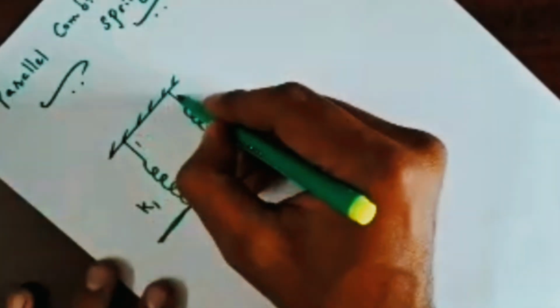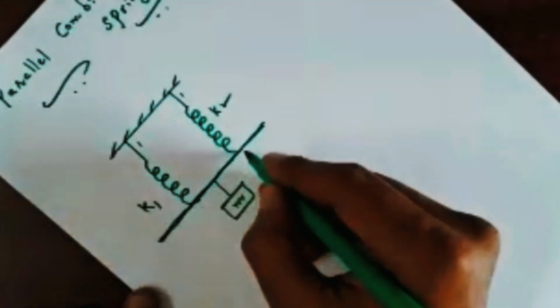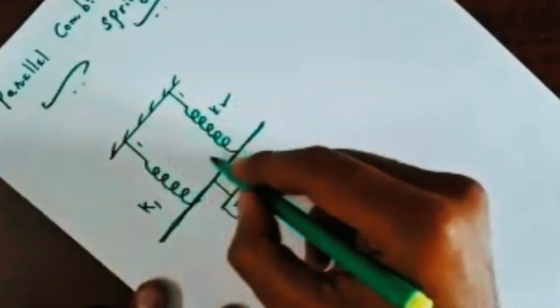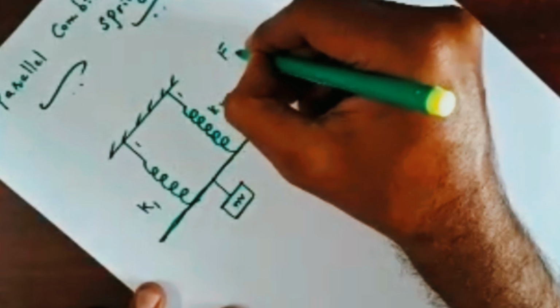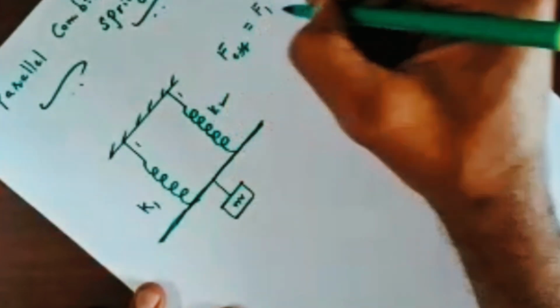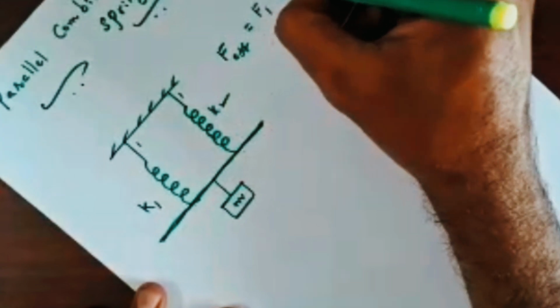In this parallel combination, all the first ends are attached to one end. The second ends of the springs are connected to the other end. This combination is known as parallel combination. Okay, so now here forces are not the same. On this spring, some force is acting. On this spring, some force is acting. So here F effective is equal to, the force acting on the first spring is F1. The force acting on the second spring is F2.